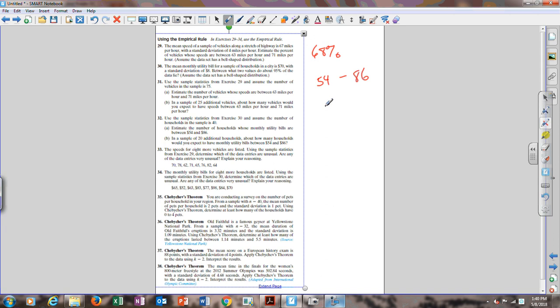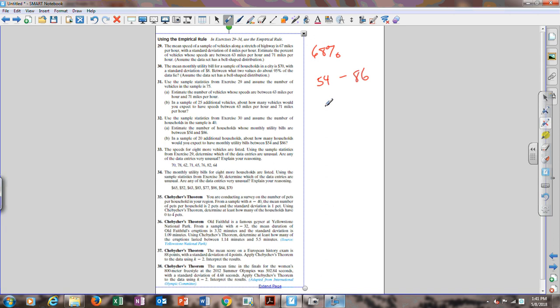Using the sample statistics from exercise 30 and assuming the number of households in the sample is 40, estimate the number of households whose monthly utility bills are between 54 and 86. You just do 0.95 times 40. That gives you 38 households. In a sample of 20 additional households, so you just do 60 times 0.95. You get 57.